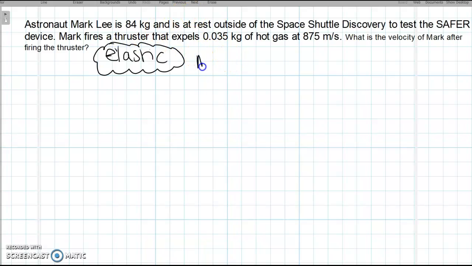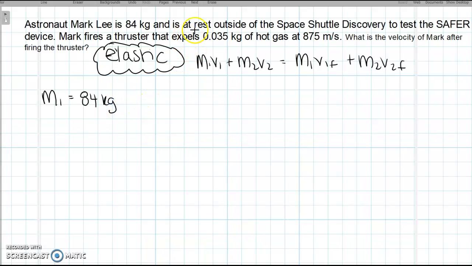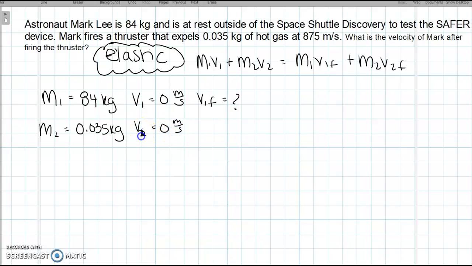All right, so our equation for that looks like m1 v1 plus m2 v2 is equal to m1 v1 final plus m2 v2 final. All right, so let's identify our masses. So m1 is Mark, and he is 84 kilograms, and he is originally outside at rest. So 0 meters per second, and we want to solve for his final velocity. So it's a question mark to us. Now m2 is a little hard to identify, but it's actually 0.035 kilograms of gas. And this is also originally at rest. Sorry, that's supposed to be a 2 there. And then its final velocity is 875 meters per second.